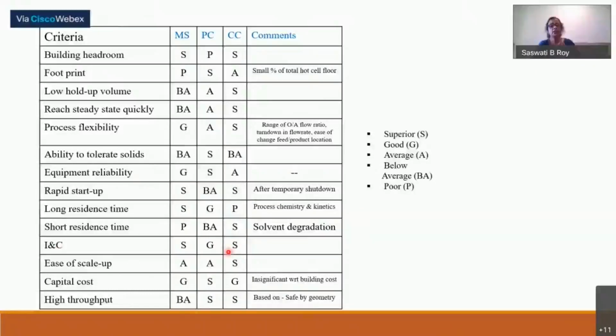For instrumentation and control, all are good. Ease of scale-up is also more or less the same. Capital cost is also not a very big concern for you. Throughput: columns and centrifugal contactors are both good for this. But in the case of mixer settlers, it has been given below average, that is for the back end, not for the front end. In the front end, you can go on increasing the sizes and throughput.